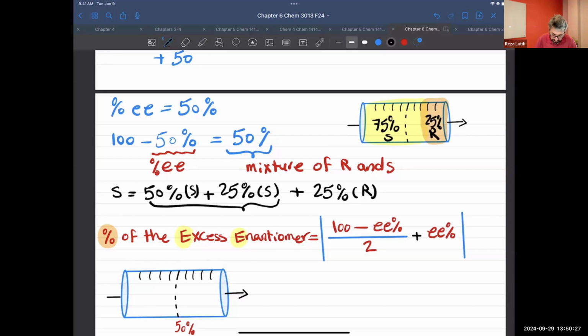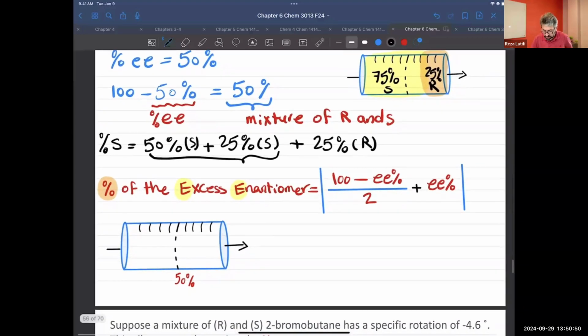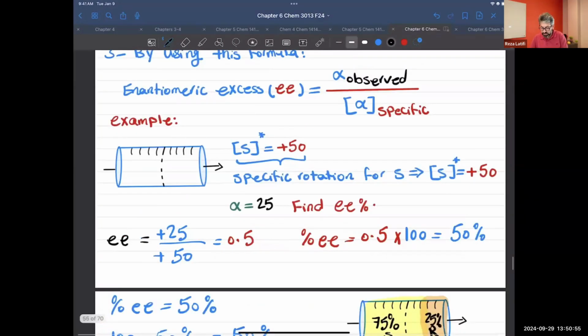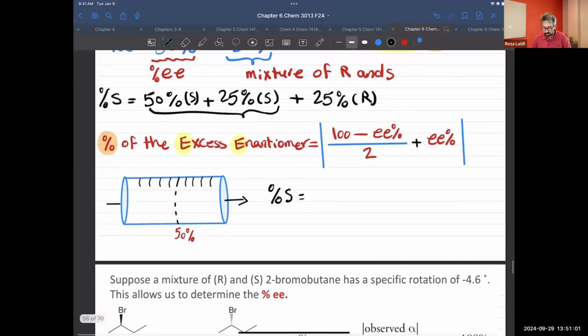Okay, and that way you can actually calculate how much the percentage of R or S. Or you can use this formula, and this formula says, do you know the enantiomeric excess? Yes, enantiomeric excess, we got it 50. If you want to know the percentage of the enantiomer that you have more from it, so I want to know the percentage of S. Why S? Because rotation was positive. We got the rotation in positive, and S is a positive number. So we have excess from S.